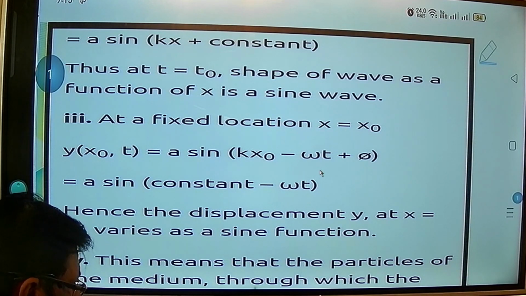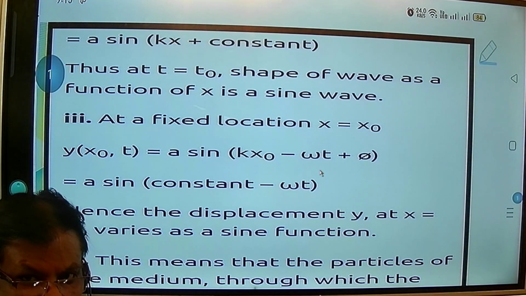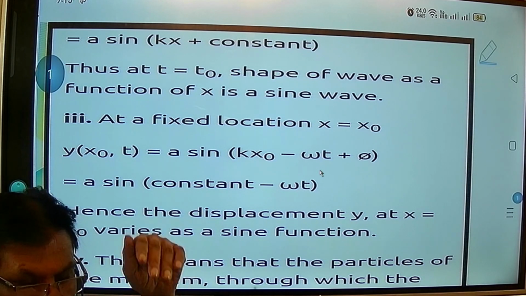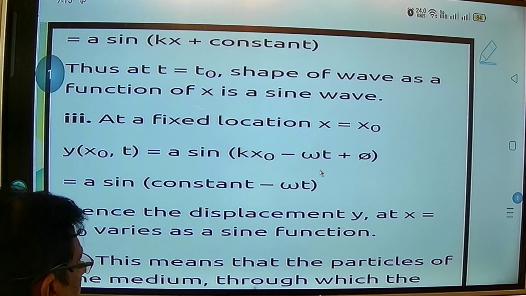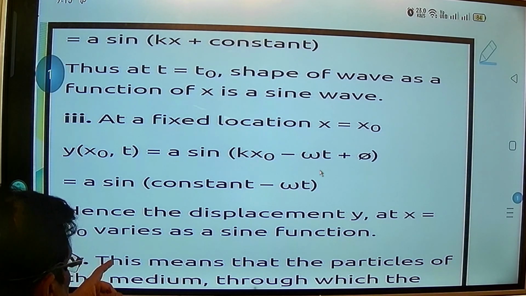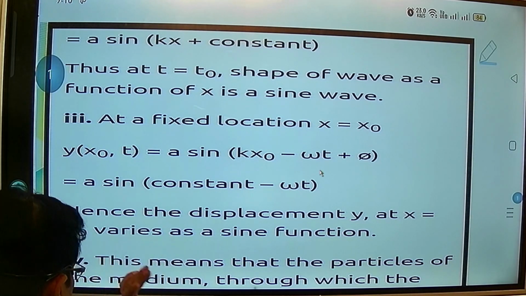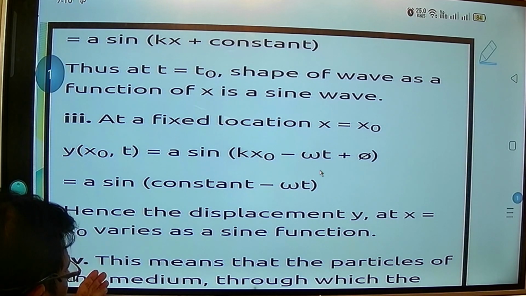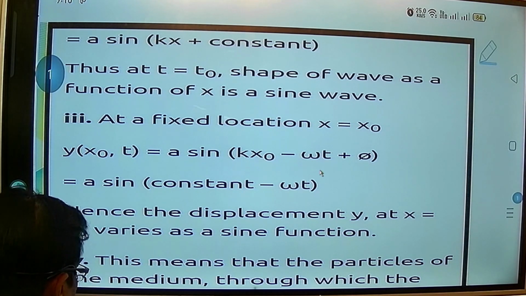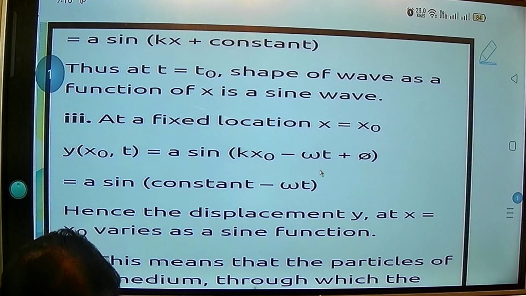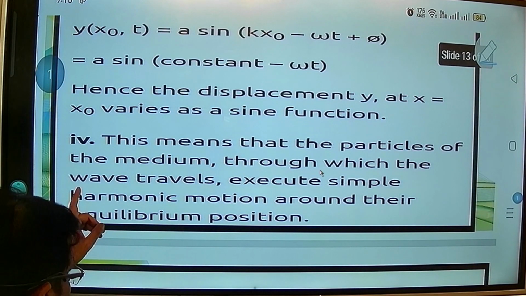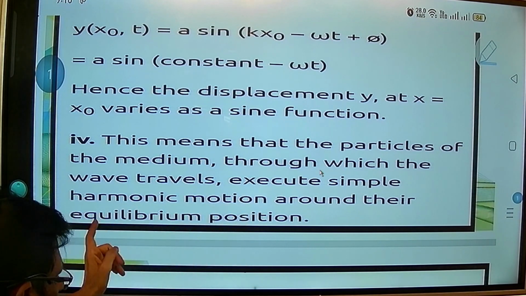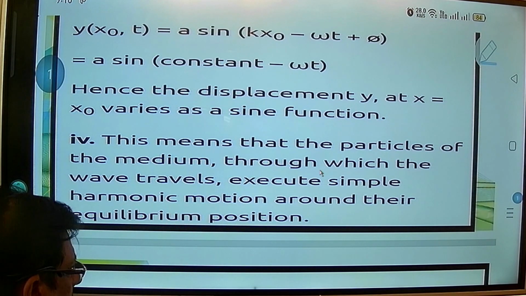Varies means what? When it travels, it travels in the form of a sine wave. So we say that the displacement at x equal to x0 shows us a sine function. Next, the meaning given is that the particles of the medium through which the wave travels execute simple harmonic motion around their equilibrium position.